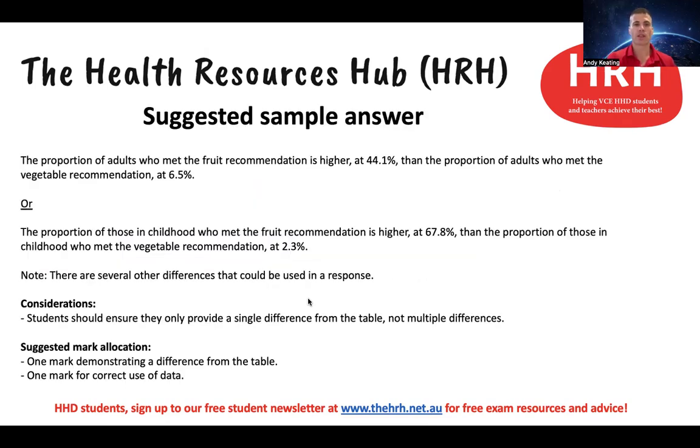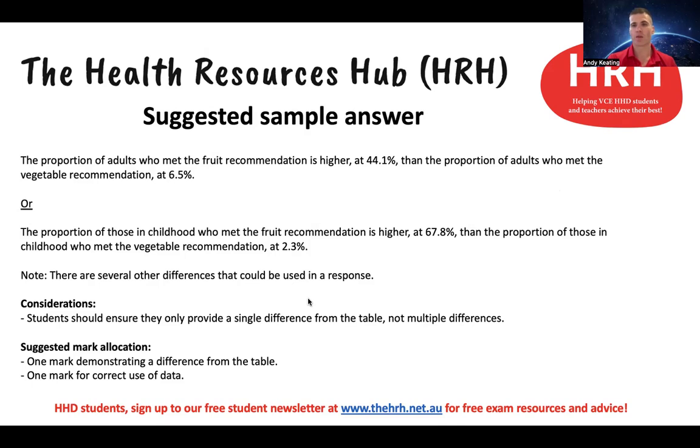So here's a couple of suggested sample answers. The proportion of adults who met the fruit recommendation is higher at 44.1% than the proportion of adults who met the vegetable recommendation at 6.5%. Or the proportion of those in childhood who met the fruit recommendation is higher at 67.8% than the proportion of those in childhood who met the vegetable recommendation at 2.3%.